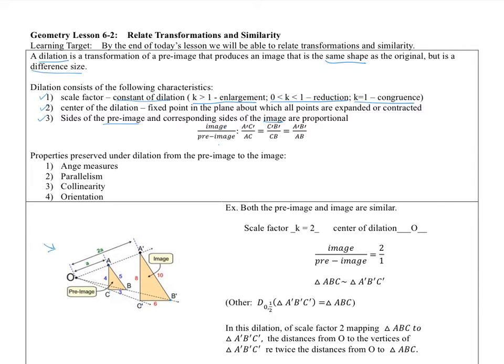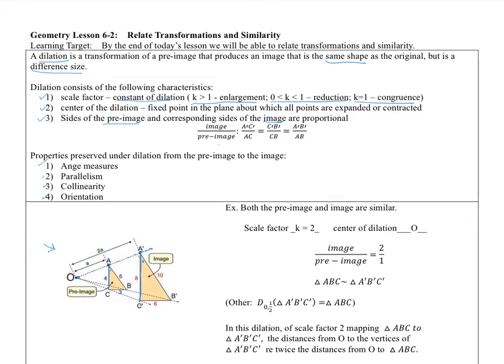Okay, the properties preserved under a dilation from the pre-image to the image are the following. We have the angle measures, which don't change. So these angle measures here in these two little triangles don't change. And parallelism, meaning the corresponding sides are parallel. Collinearity, so this point and A prime will lie on the same line along with the center of dilation, which is O here, and the orientation, meaning the way it's situated in space.